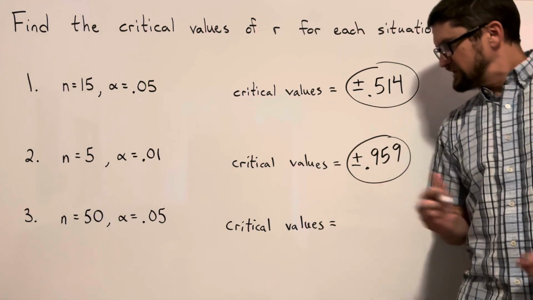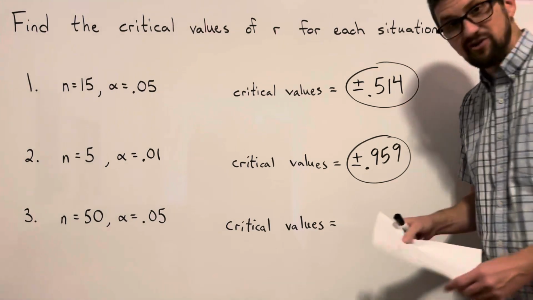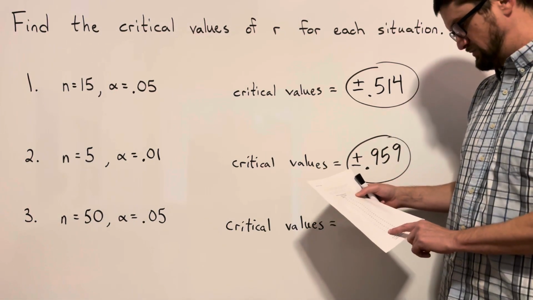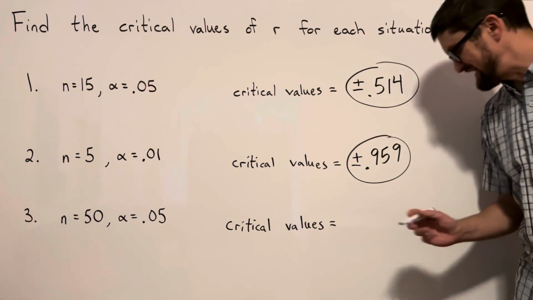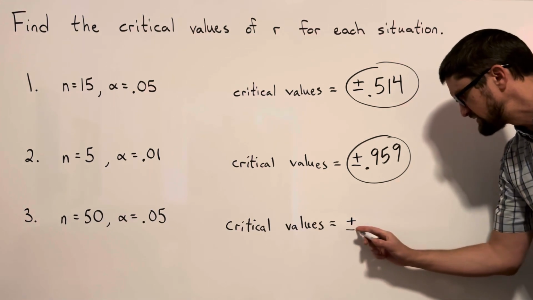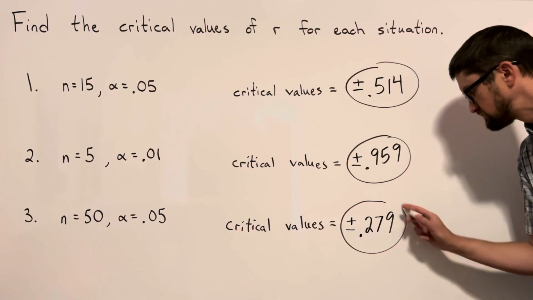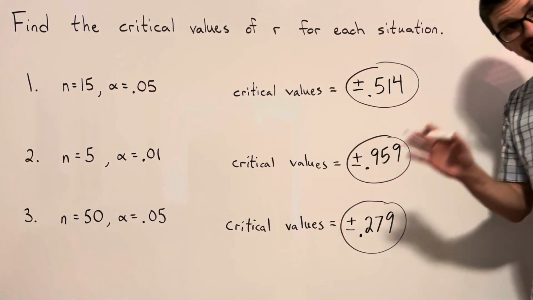And then the last one, number 3, the number of pairs of data is 50. I'm going to go down to 50 on the list. And the alpha is 0.05. That's the middle column. I get 0.279. So this is going to be plus or minus 0.279. This is how you find critical values when you're dealing with linear correlation.